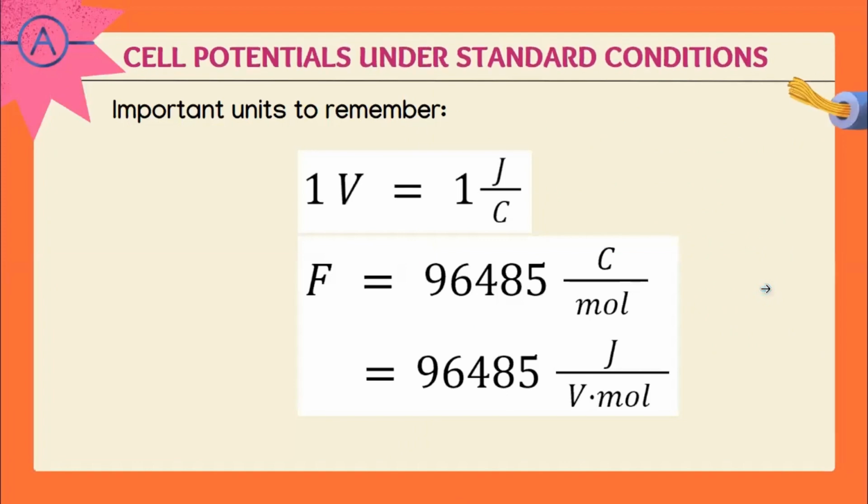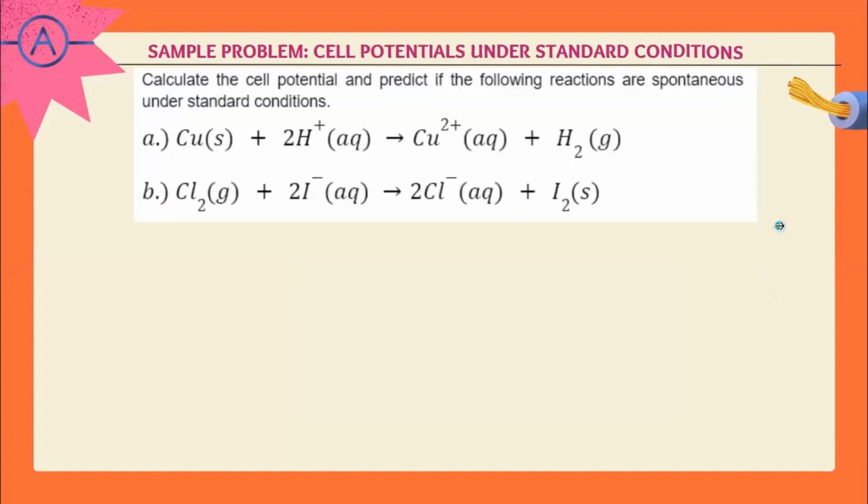So here are some of the units that we have to remember, where 1 volt is also equal to 1 joule per coulomb. Then F stands for Faraday's constant. We also have the universal constant R, which is equal to 8.314, rather, correct, it is 8.314 joules per mole per K. So let us now apply the lessons by solving this problem that we have here.